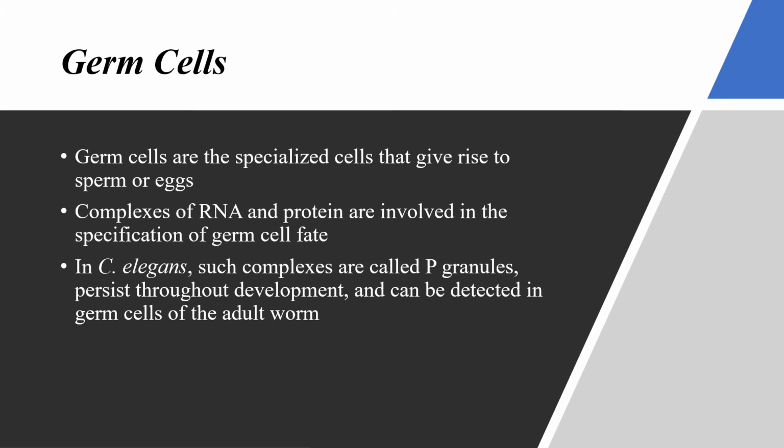The germ cells are the specialized cells that give rise to the sperm or eggs. Ito yung mga tinatawag natin ng mga general types of cells na meron tayo. Complexes of RNA and protein are involved in the specification of each germ cell fate. For example, in C. elegans, such complexes are called P granules that persist throughout the development and can be detected in germ cells of an adult worm.